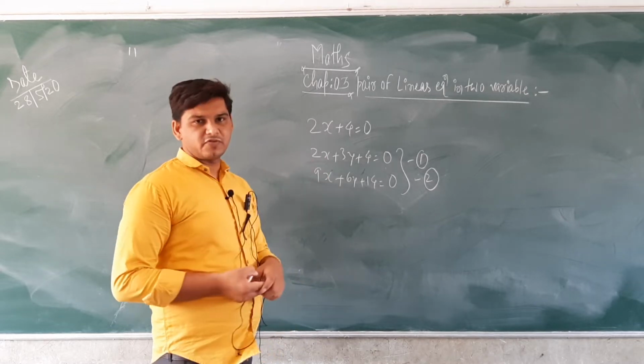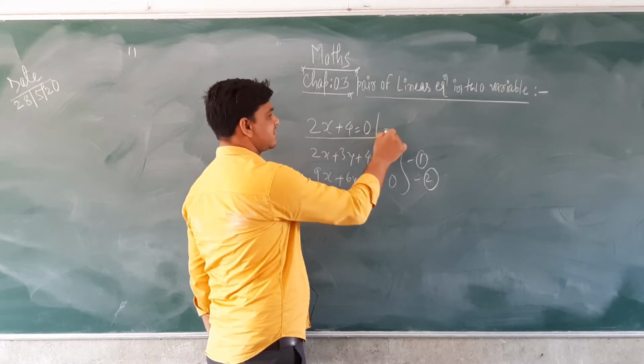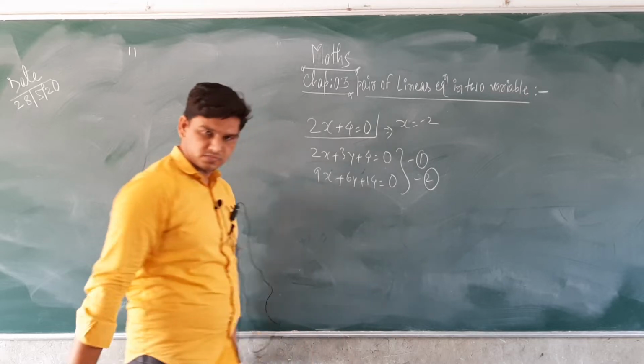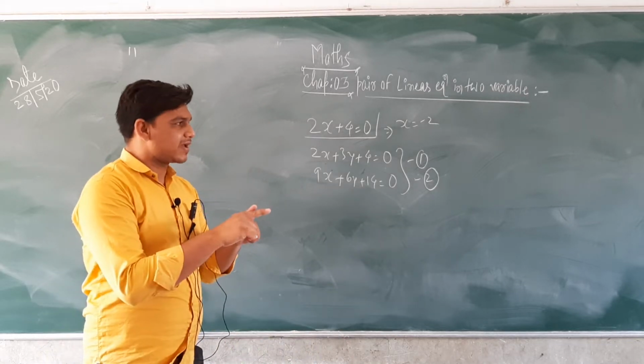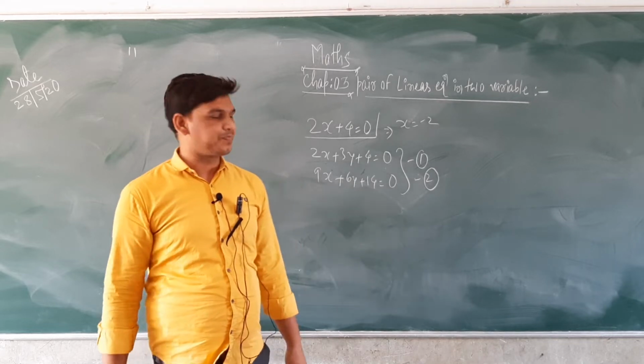To find the value in one variable, generally we use the number line. 2x plus 4 is equal to 0, so x is equal to minus 2. Since there is only one variable x, it can be represented on the number line.